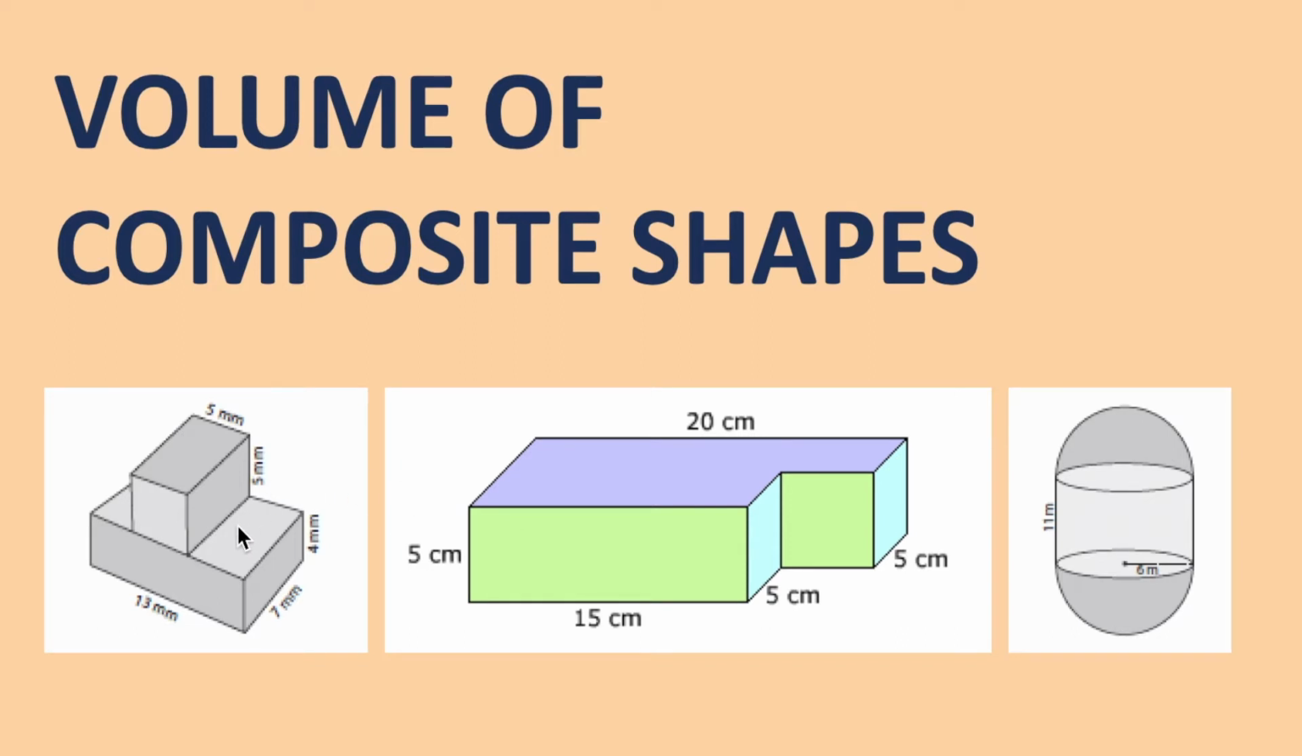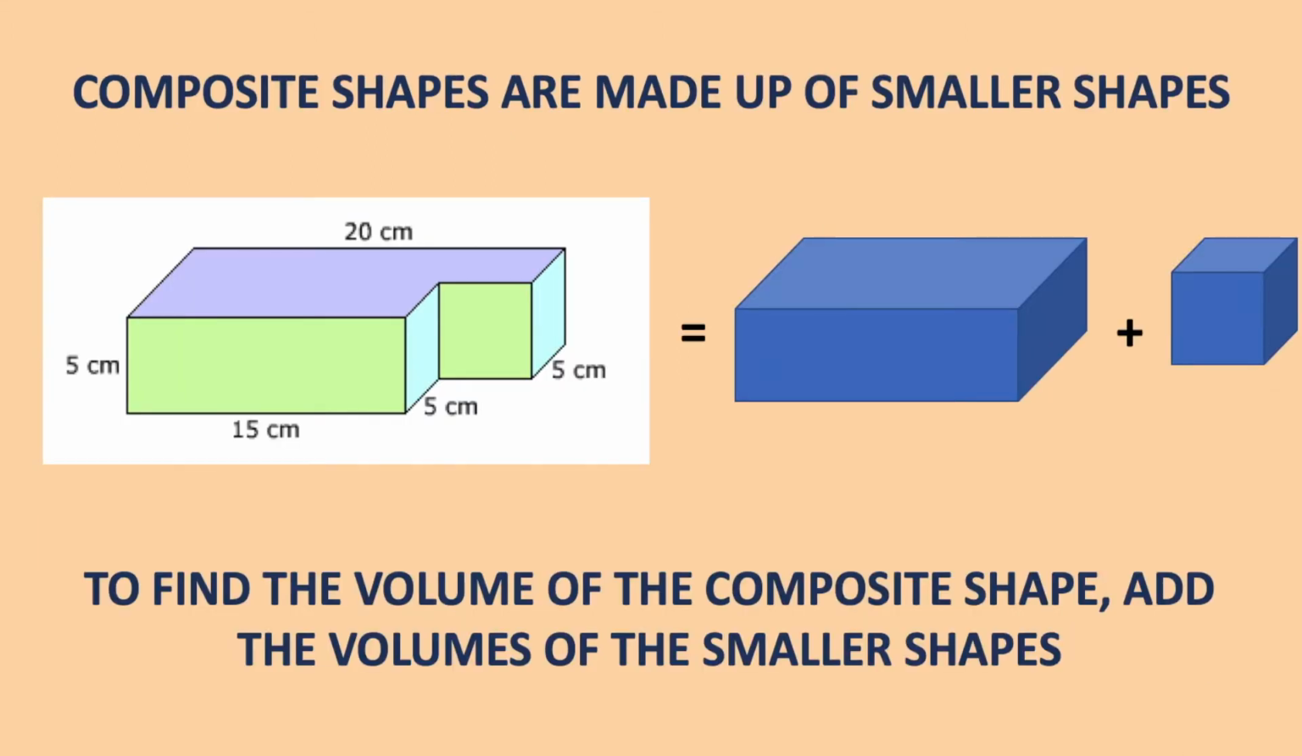Like this one is one rectangle above another rectangle. This one's two rectangles together. This one is a cylinder and two halves of a sphere. So composite shapes are made up of smaller shapes.